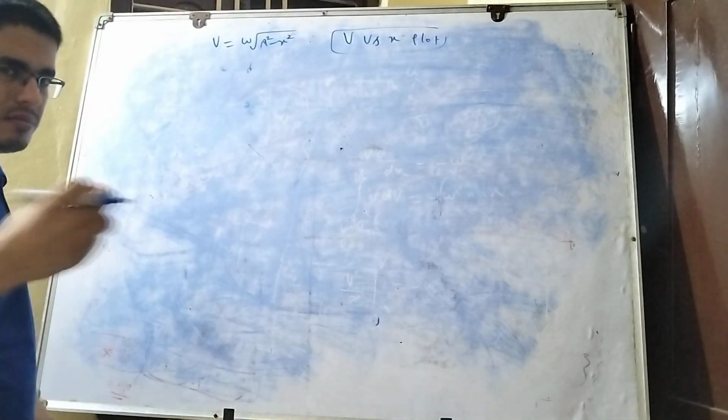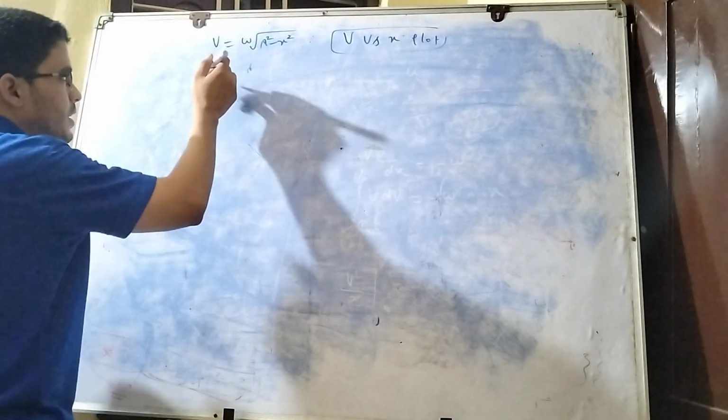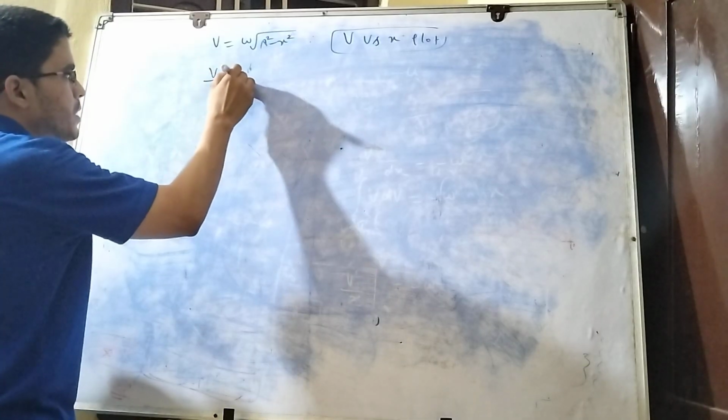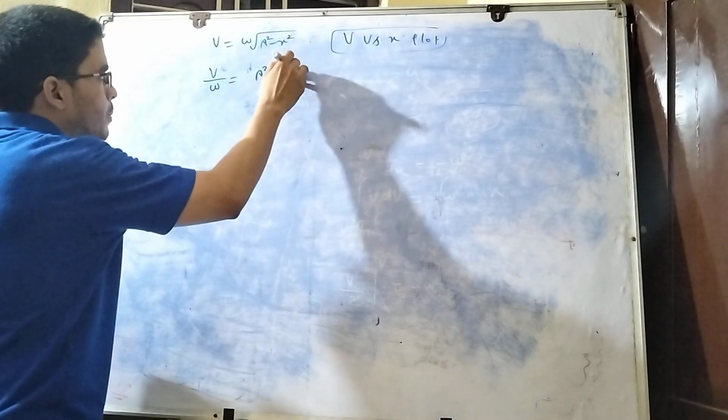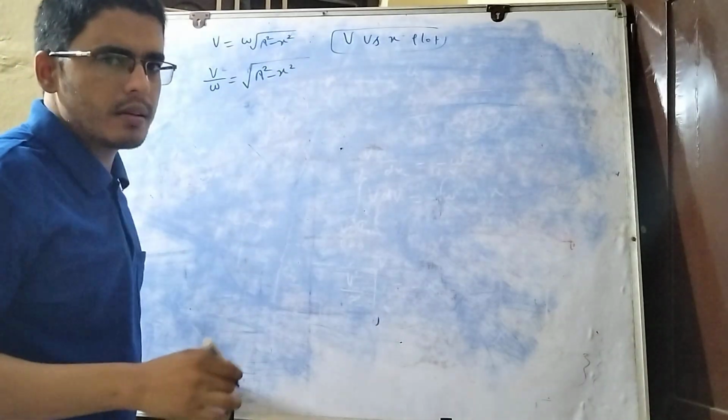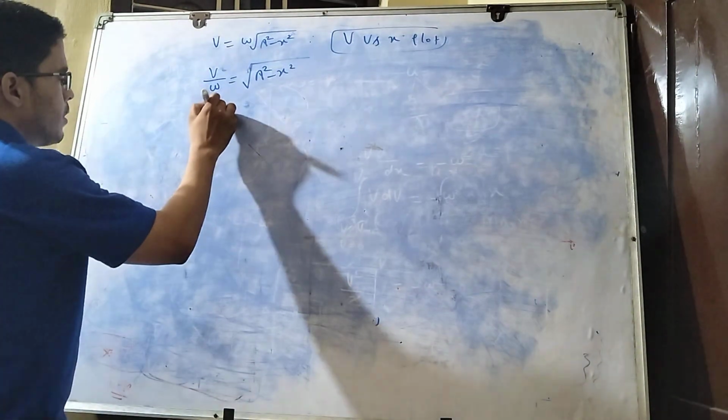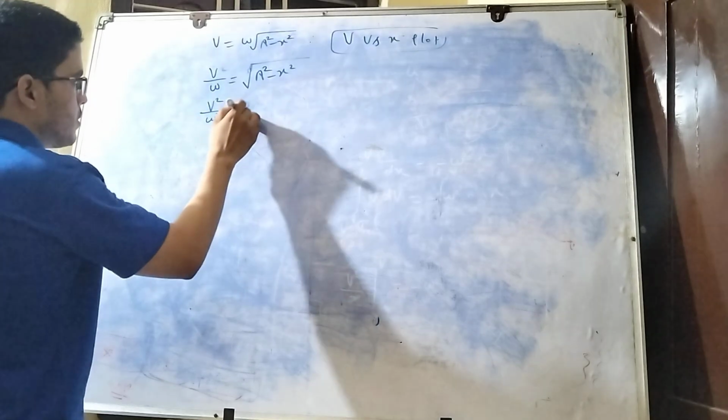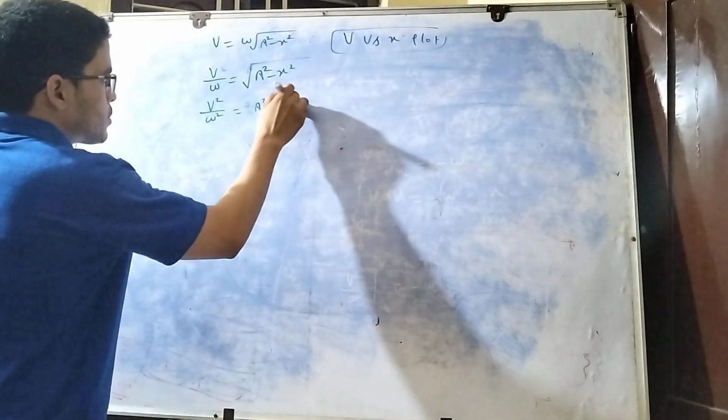So I am doing it here now. You check please. V upon omega equals the root of a square minus x square. Take the square on both sides. So what will you get? V square upon omega square equals a square minus x square, right?